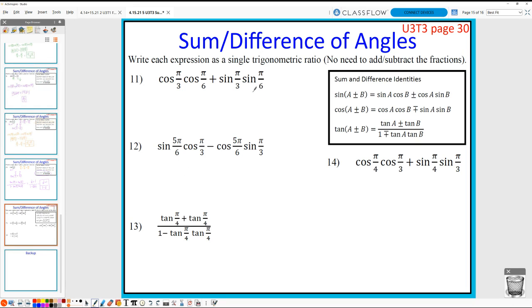Okay, lastly, this last problem just wants you to rewrite each expression as a sum or difference of angles. And you don't have to add or subtract the fractions at all, just rewrite it. But it's important to see that this is cosine, cosine, and then sine, sine, right? So that's a big indicator that this is a cosine sum or difference. So pi over 3, something, pi over 6. Now remember that for cosine, the sign does not match. So this was addition, now it's subtraction. So this turns out to be a difference of angles for cosine.